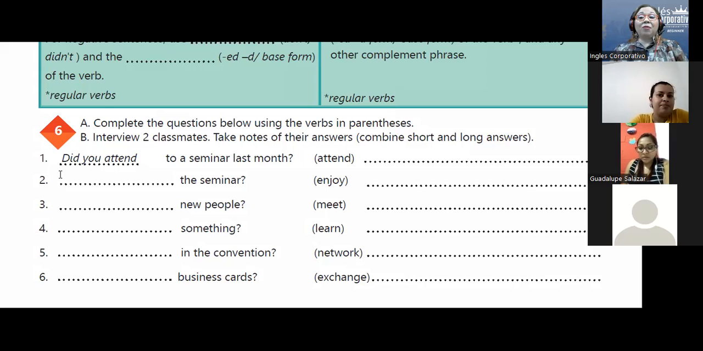Okay, ahí para la forma positiva no decimos I did meet, sino que ahí ponemos el verbo en pasado: I met, ¿verdad? I met new people. La forma del pasado simple del verbo, ¿ok? I met.